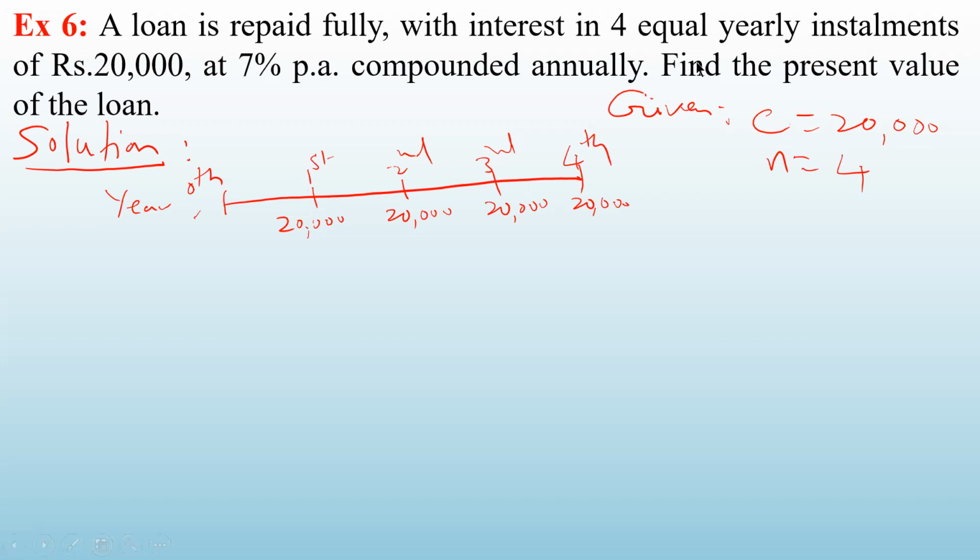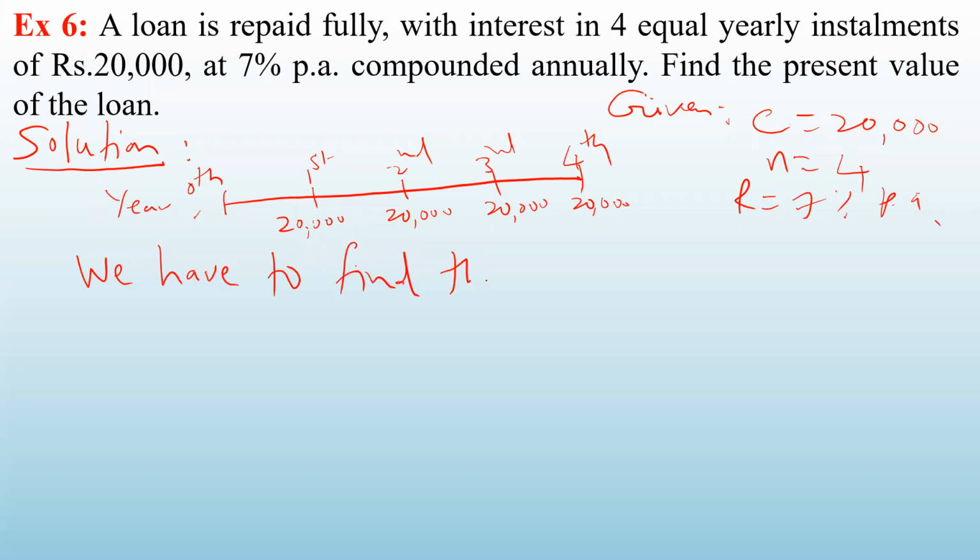N is 4, four equal installments. So N is 4. And what is the rate of interest? R is 7% per annum. You have to find out the present value of the loan, how much loan he has taken. Okay, so you have to find out the loan amount. Loan amount means the present value. So we have to find the present value.